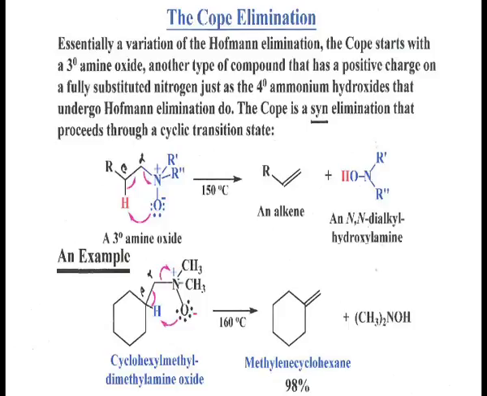Essentially, a variation of the Hofmann elimination, the Cope starts with a tertiary amine oxide. What is a tertiary amine? All three substituents are there, there is no free hydrogen, and when this is being oxidized, the lone pair of electrons of the nitrogen picks up that O minus. So, it is N plus O minus. This type of compound is called an N-oxide, a tertiary N-oxide.